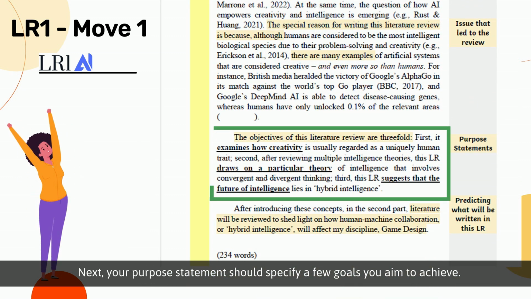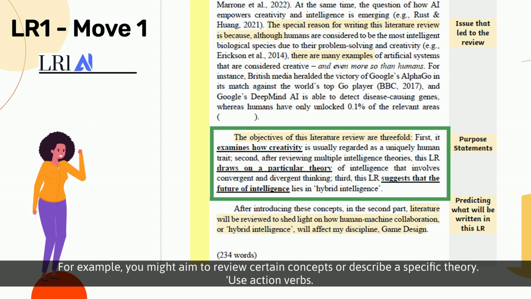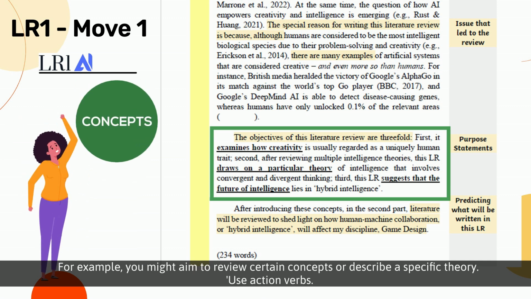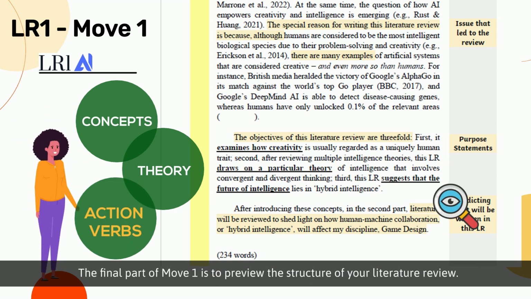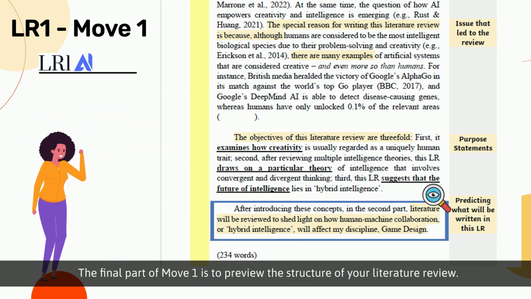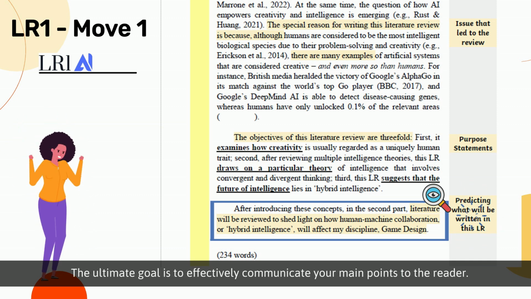Next, your purpose statement should specify a few goals you aim to achieve. For example, you might aim to review certain concepts or describe a specific theory. Use action verbs. The final part of Move 1 is to preview the structure of your literature review. The ultimate goal is to effectively communicate your main points to the reader.